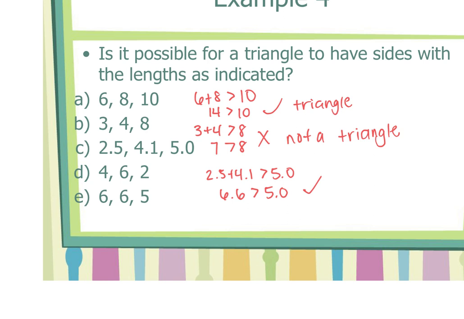Okay? 4, 6, and 2. Add the two smallest, 4 and 2. So we're going to put 2 plus 4 and compare it to 6. Is 6 bigger than 6? No, so it's not a triangle. 6 is not bigger than 6. 6 is equal to 6.